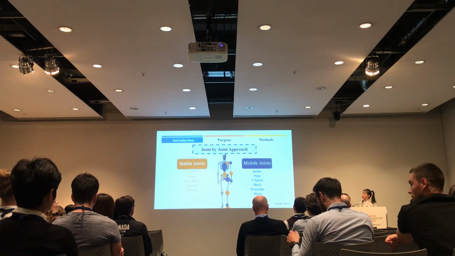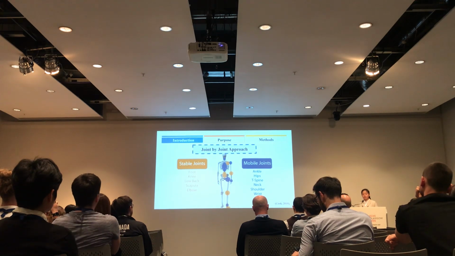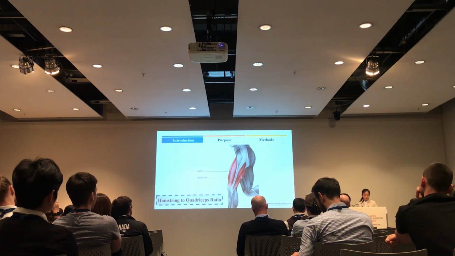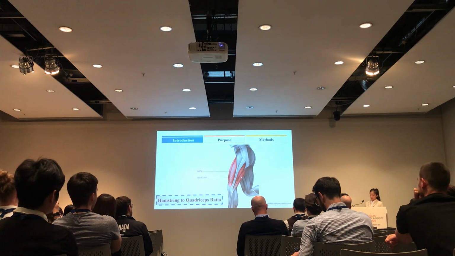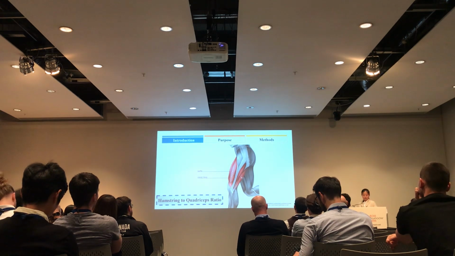Following the joint-by-joint approach, we especially focus on the lower extremities, like the hip joint, the knee joint, and the ankle joint. The risk of sports injuries may be generated by changes in range of motion and muscle strength. The hamstring to quadriceps ratio is used as an indicator of knee injury risk.